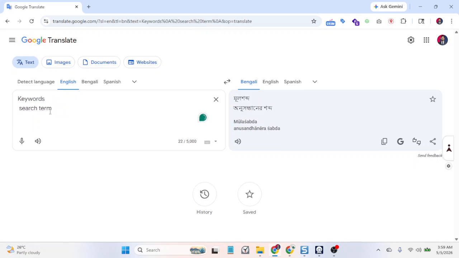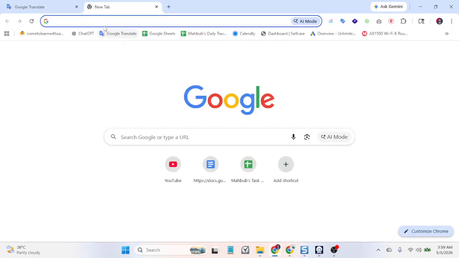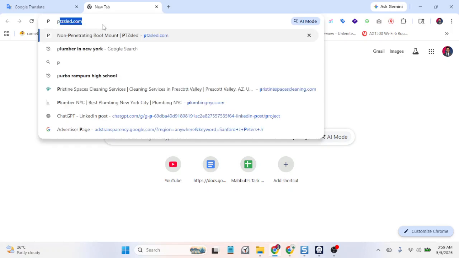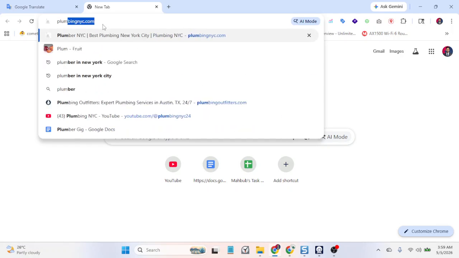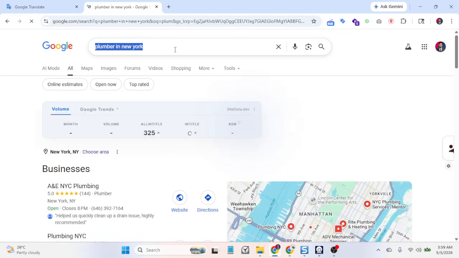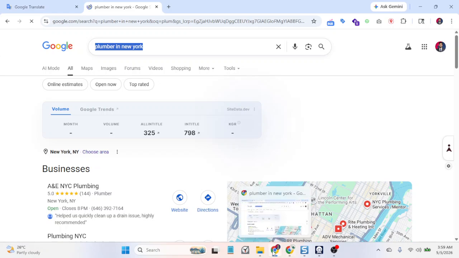Search term. A search term is what people search on Google. That's called the search term. If we understand these two things very clearly, then if someone searches on Google "plumber in New York", this is exactly the search term. When someone searches on Google, that's called the search term.